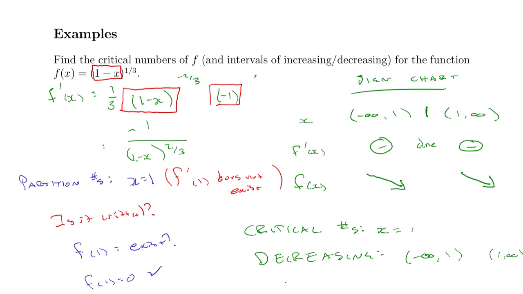So that's what this function looks like. We can kind of visualize it a little bit, but if you want, take a look at the graph of this function. Just put it in your graphing calculator. Make sure it makes sense. Make sure it actually is decreasing from negative infinity up to 1, and then from 1 to infinity.